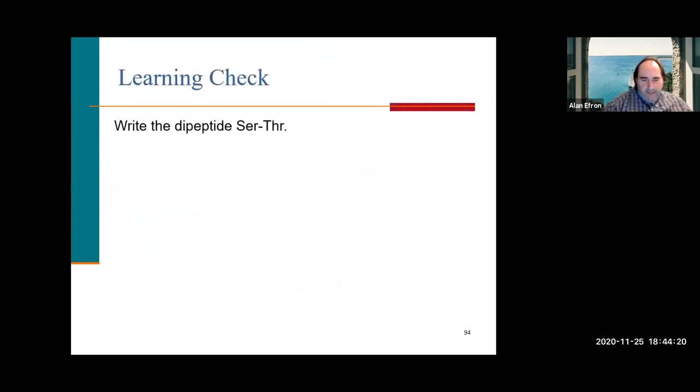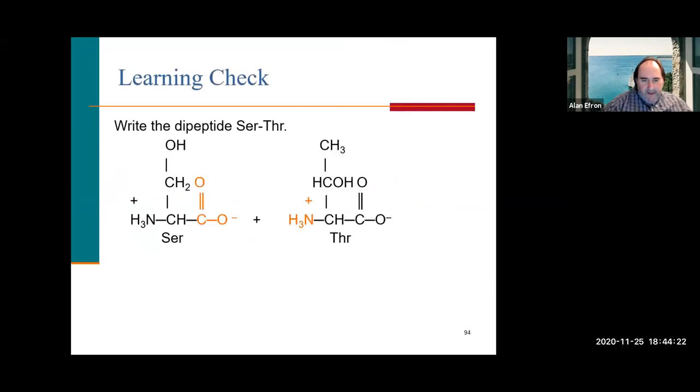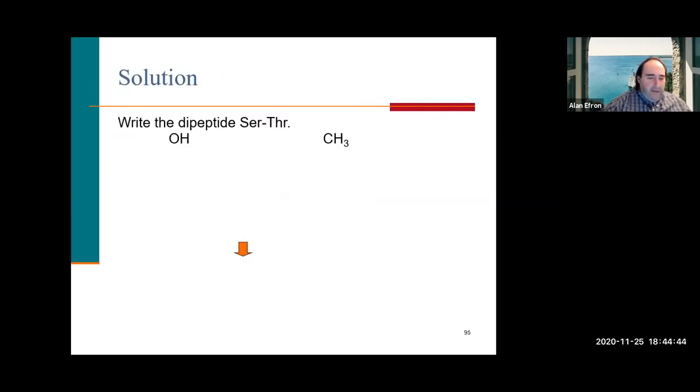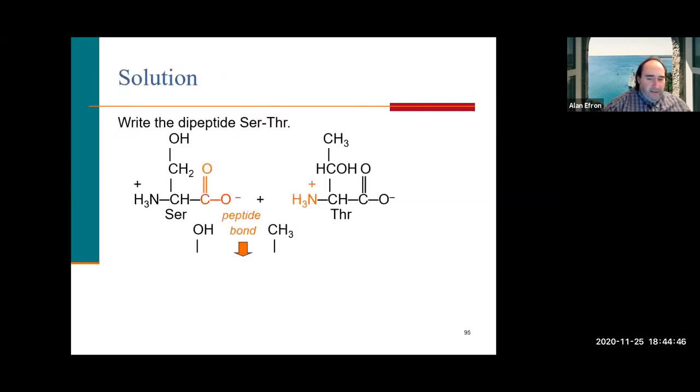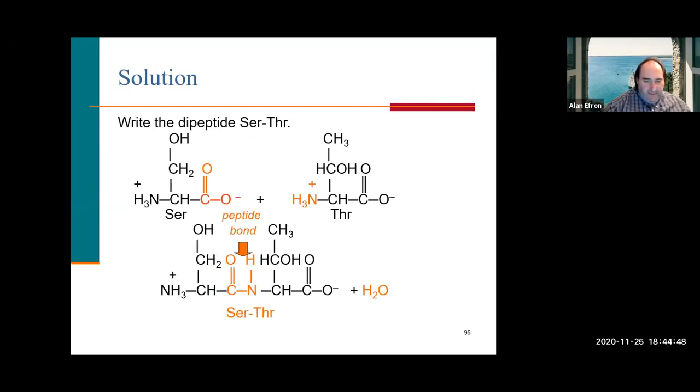Let's take a look at an example of that. If we took these two amino acids, serine and threonine, we want to put them together in this order. What we're going to do is take the O out of here. We're going to take two hydrogens out of here. And we're just going to push both of these together. When we do that, we will end up with a bond that looks something like this as it comes through here.